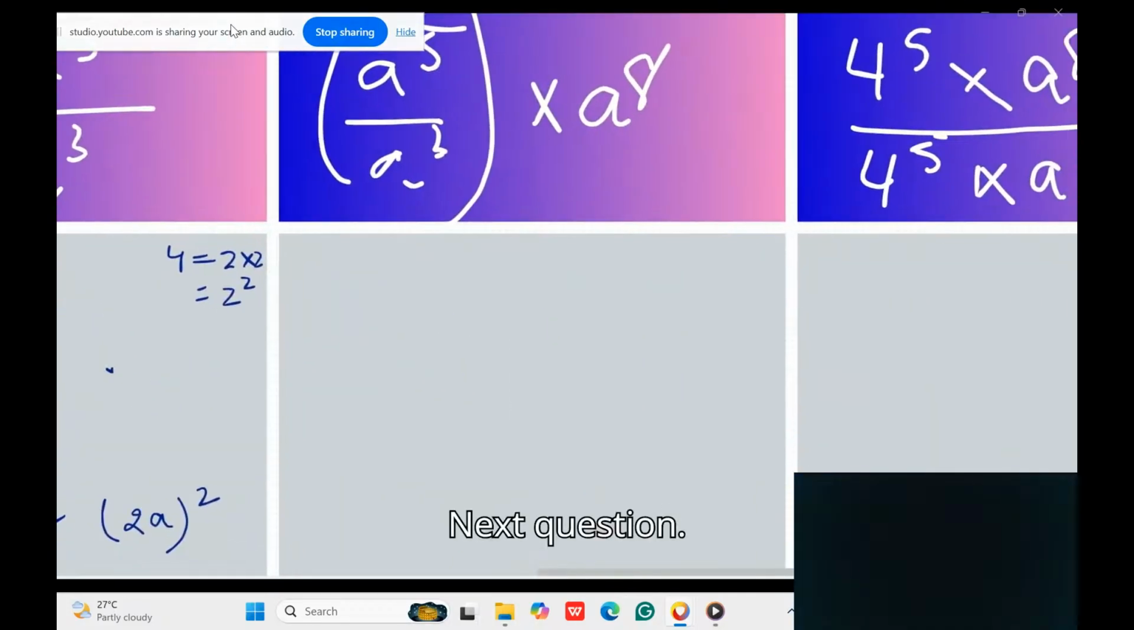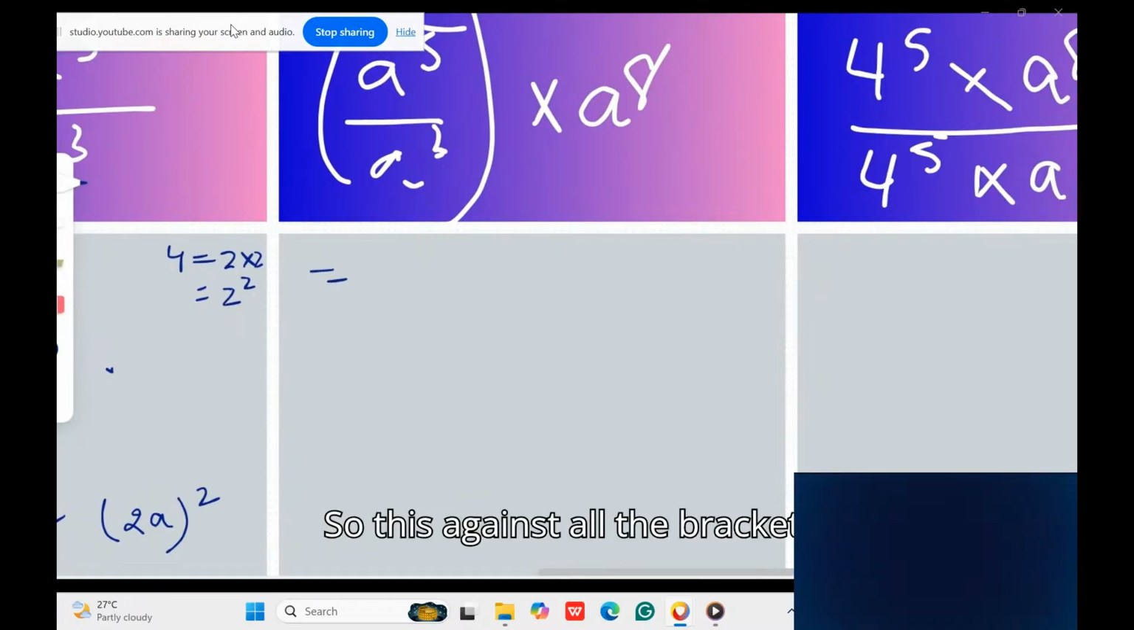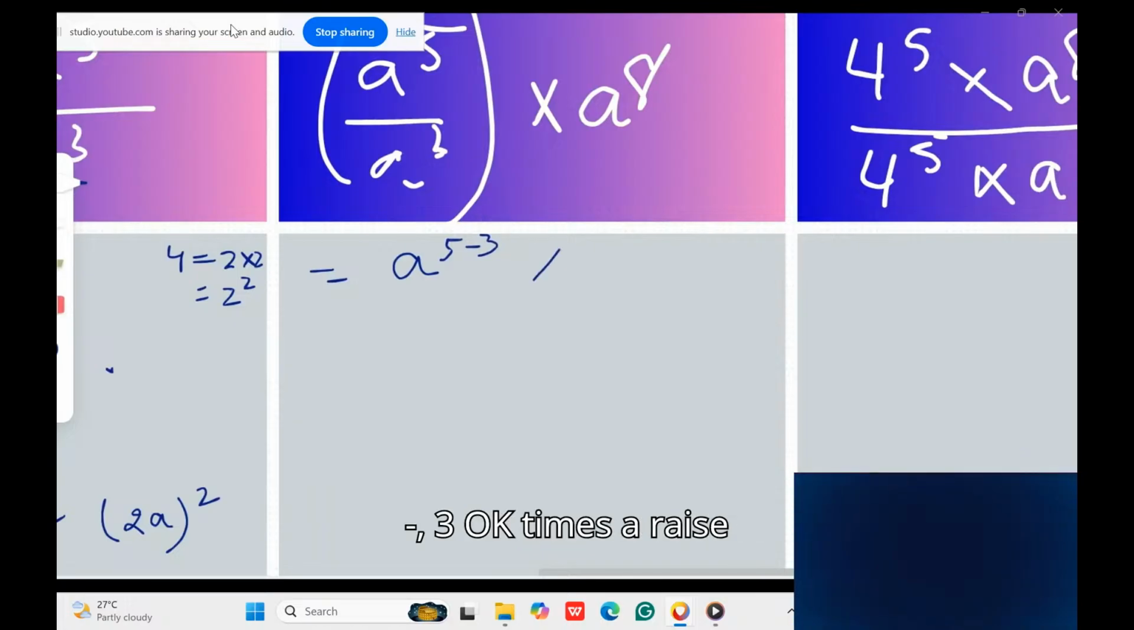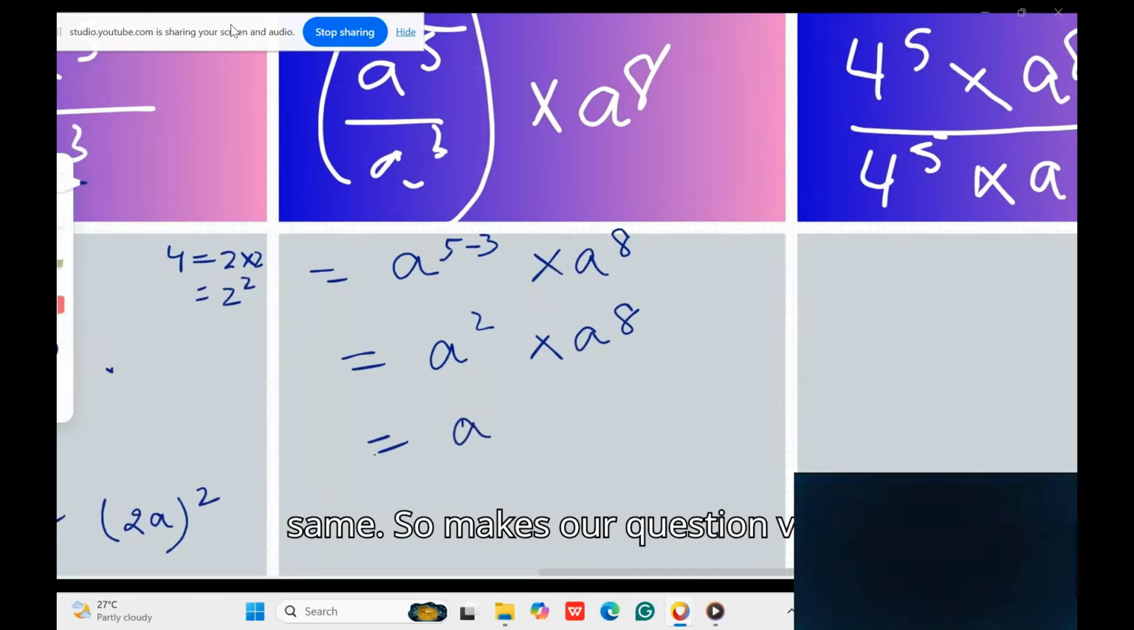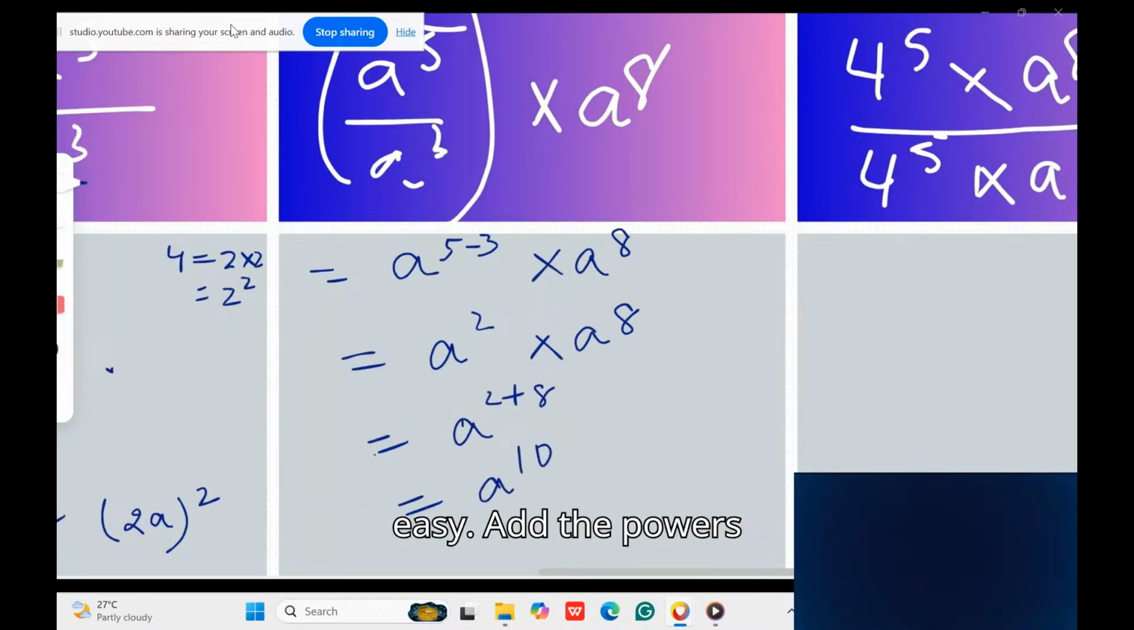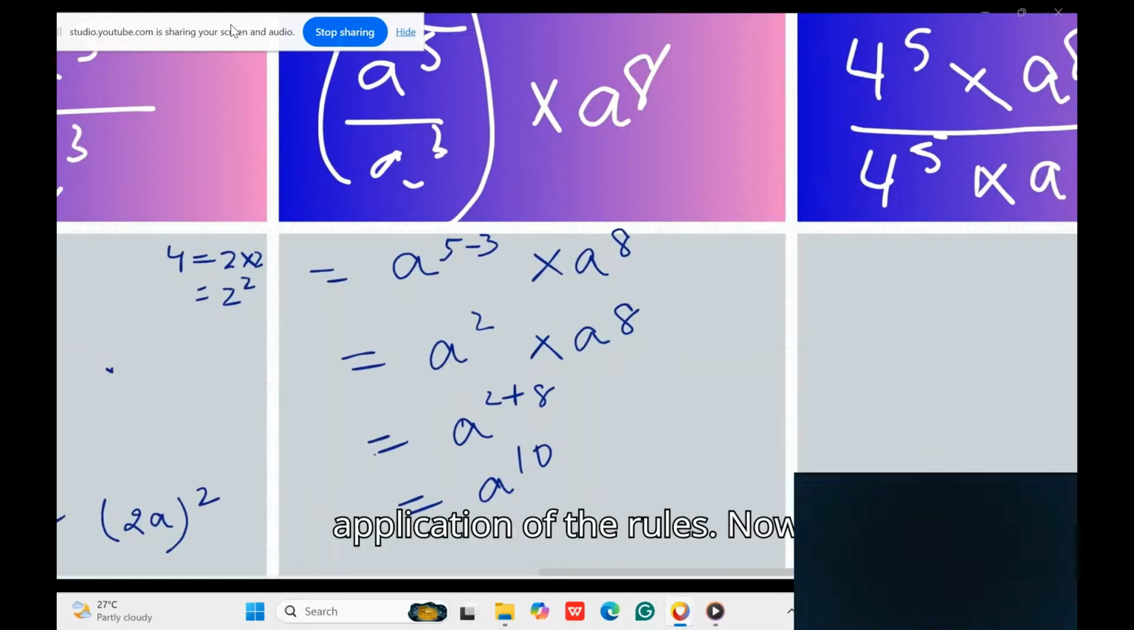Next question. So this, again, solve the bracket. Let's solve the bracket first. So 5 minus 3, okay, times a raised to the power 8 equal to a raised to the power 2 times a raised to the power 8. Bases are same, so it makes our question very easy. Add the powers. 10. Simple application of the rules.